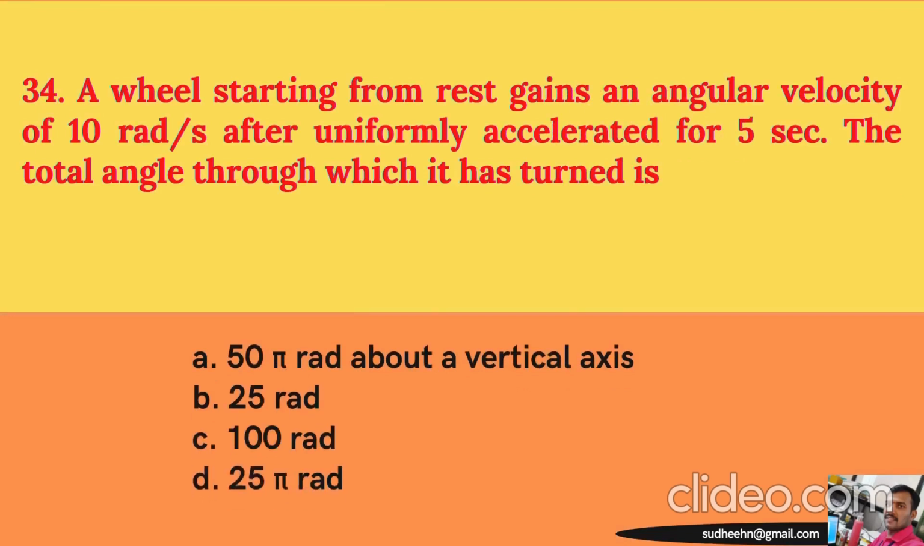Question number 34. A wheel starting from rest gains an angular velocity of 10 radians per second after being uniformly accelerated for 5 seconds.